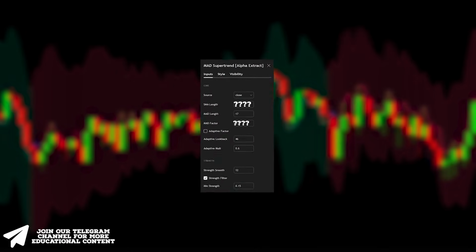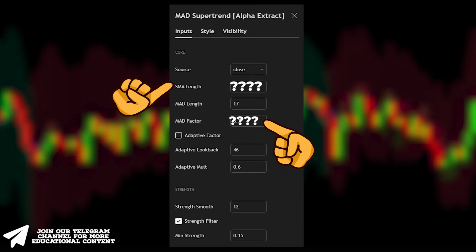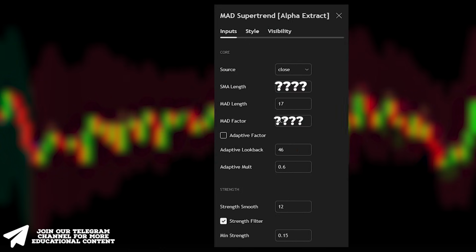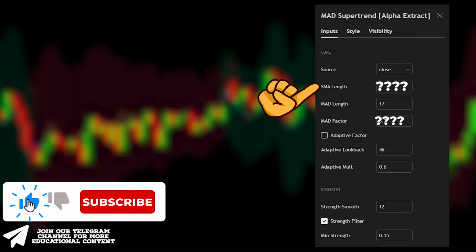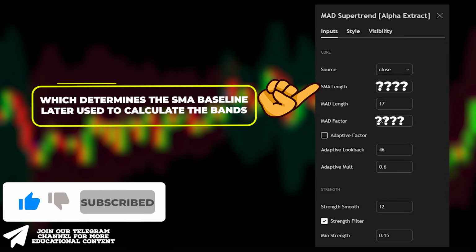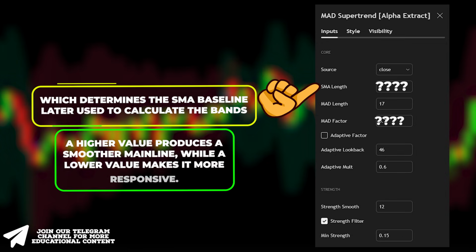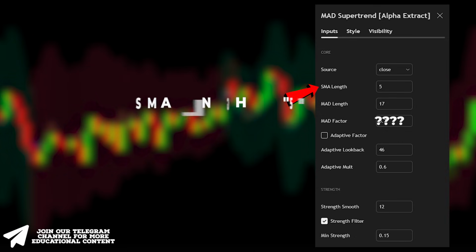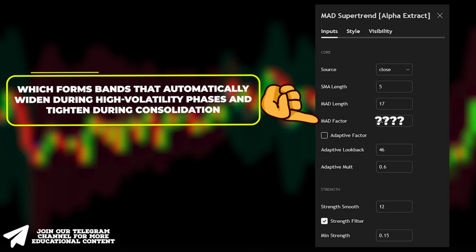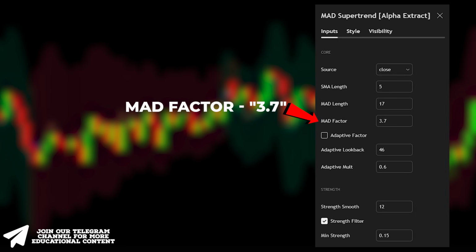So, open the settings menu, where we will be working with the following two parameters, which are very important. The first one is SMA length, which determines the SMA baseline later used to calculate the bands. A higher value produces a smoother mainline, while a lower value makes it more responsive. For the 15-minute time frame, we lowered it to 5. The next parameter is the MAD factor, which forms bands that automatically widen during high volatility phases and tighten during consolidation. Change the value to 3.7.